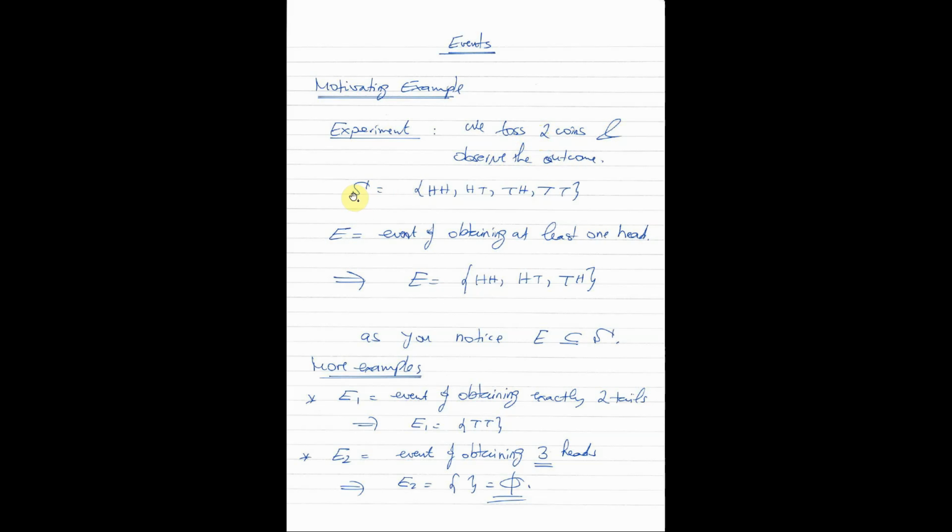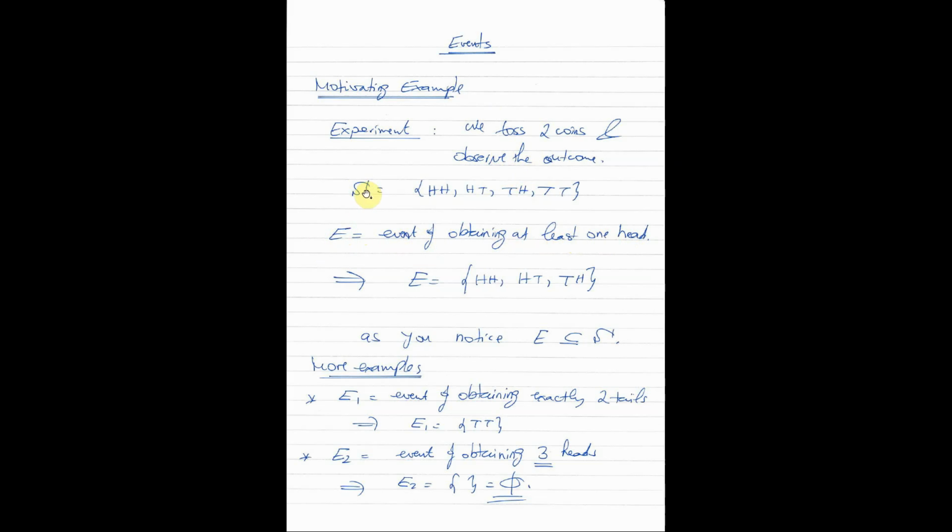What was the sample space of this experiment? It had heads, heads; heads, tails; tails, heads; and tails, tails. These four possible outcomes define our sample space of the random experiment of tossing two coins and observing the outcome. Now let's define an event, a certain event that might happen if you do this experiment. Now, let's say we have the event of obtaining at least one head. Let's call this event E.